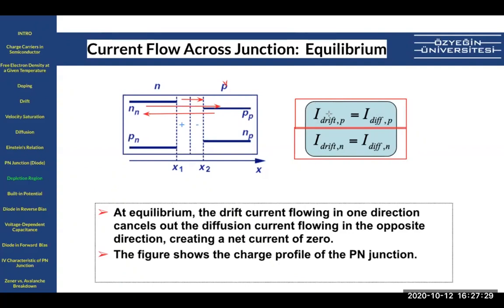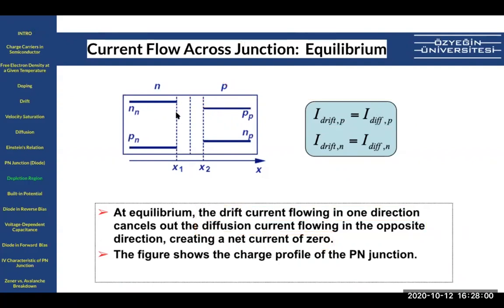So when I ask you, hey, what is the drift current for holes? What is the diffusion current for holes? You should be able to write them. Don't memorize it, but you should know where they are coming from. Okay, so to summarize, the drift current flowing in one direction cancels out the diffusion current flowing in the opposite direction. So the net current becomes 0.